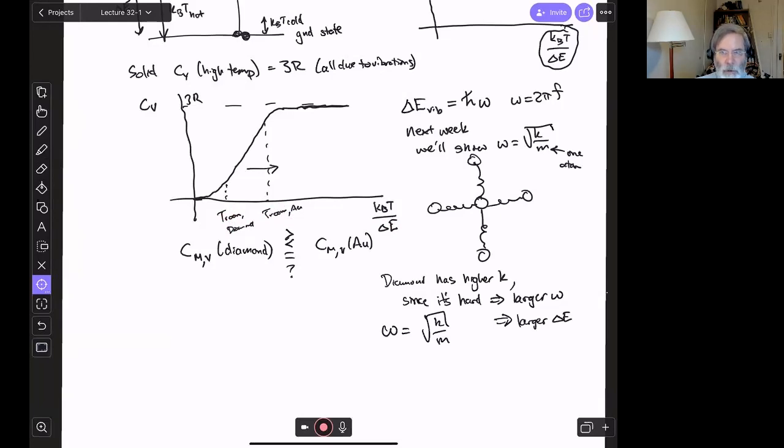Questions so far? So Ariana did a nice job of explaining the difference in K and its effects on the heat capacity. Can somebody else tell us about the difference in M and how it affects the heat capacity?